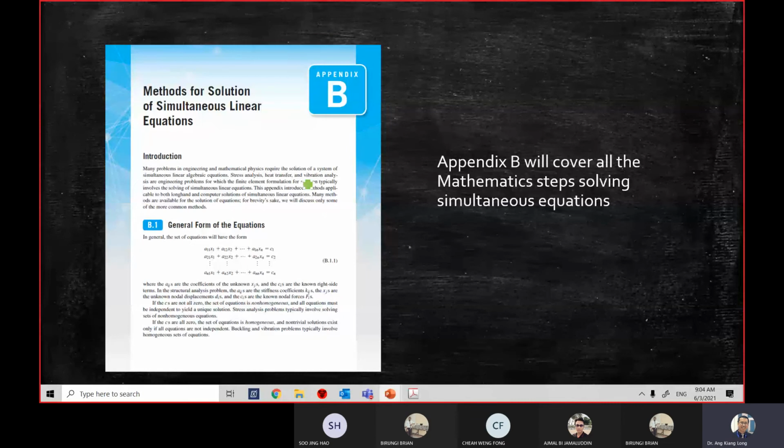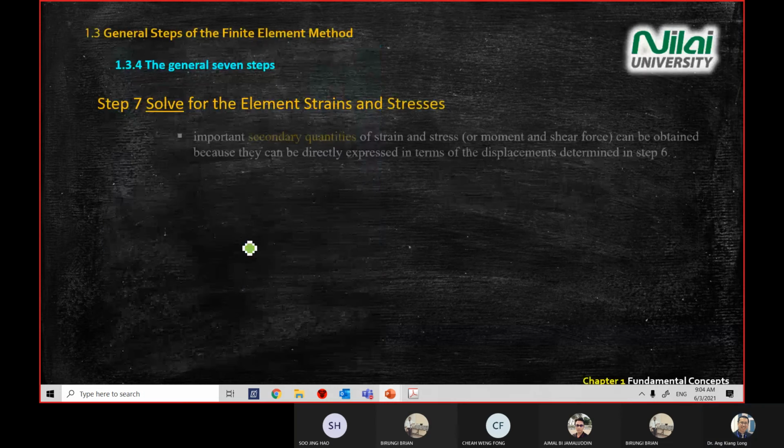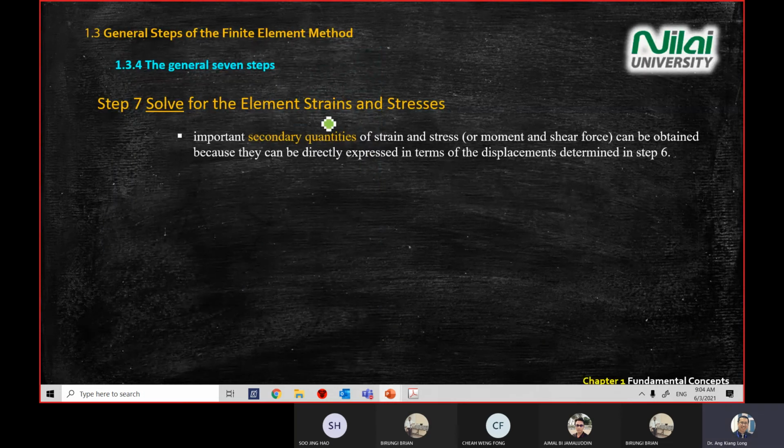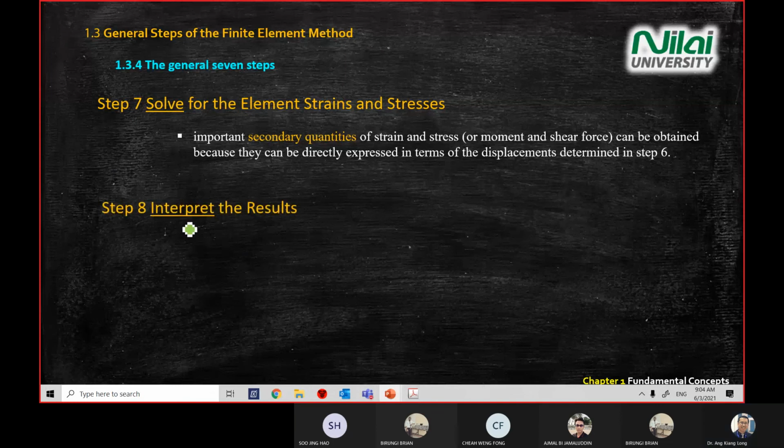Okay, now this one it's just a recap how you put a simultaneous equation or equation into a matrix form. So go through. This one you already learned in your calculus or advanced mathematics. Just recap. You solve for the unknown again, stress and strain, then you explain the results.